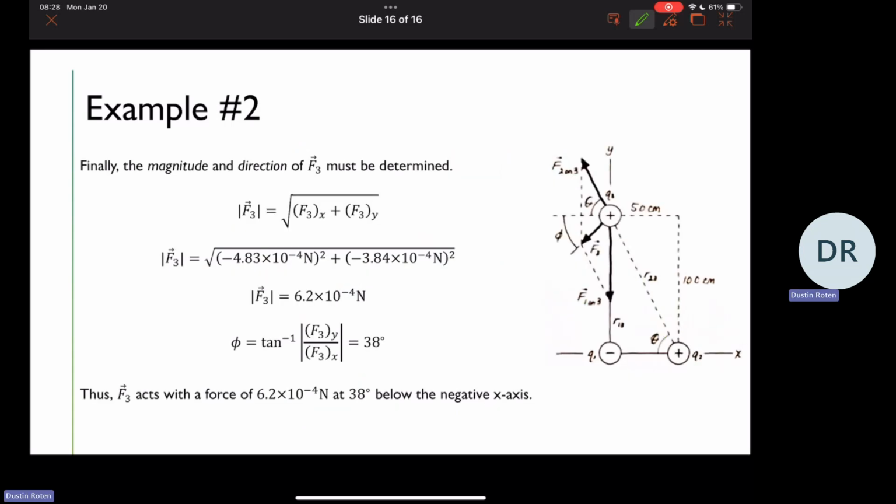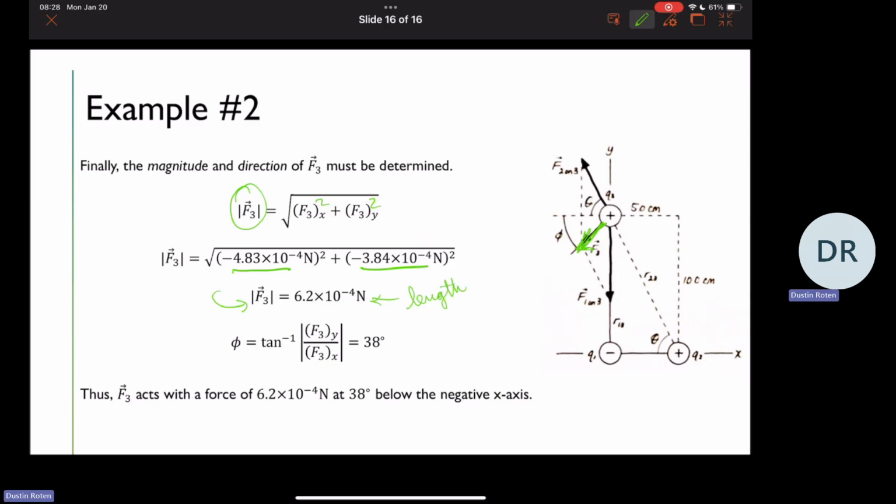If we wanted to find the magnitude and the direction of F3, we can also do that. We know that the magnitude or the length of any vector can be found by essentially, oops, these should have squares in them, squaring the components, adding them together, and then taking the square root. Okay, so we can do that from those values we just figured out. We'll square them, add them together, take the square root, and it turns out the actual length, so how long this is, is 6.2 times 10 to the negative fourth newtons.